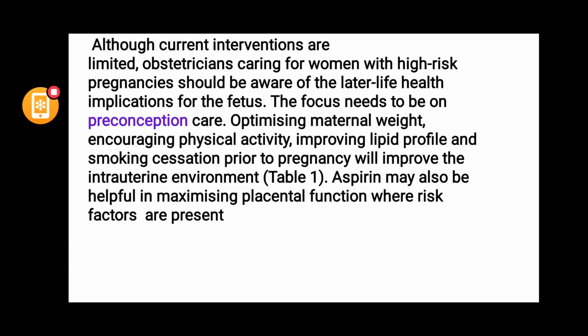Okay. So aspirin, they have said, may also be helpful in maximizing the placental function where the risk factors are present. Again, you should be optimizing the maternal weight. There should be encouraging of the physical activity, improving the lipid profile, and smoking cessation prior to pregnancies. All this will put the mother into a very required state where the baby is not going to get affected much, and the baby is not going to have any metabolic disorder. So this is what we want. We want a healthy mother and a healthy baby.